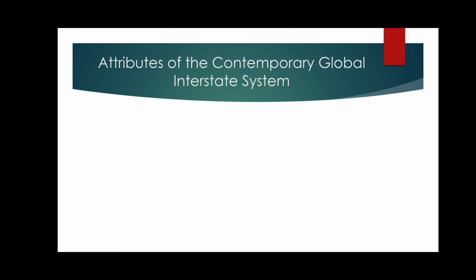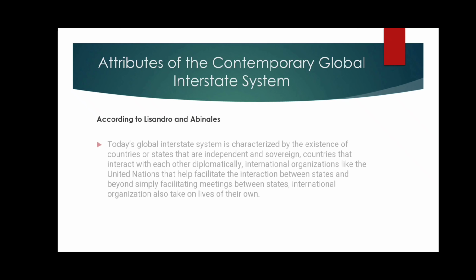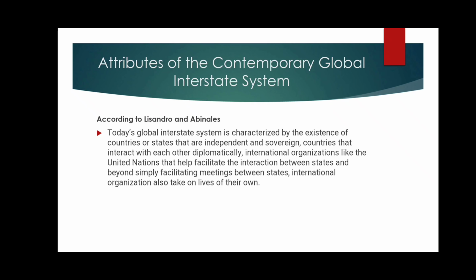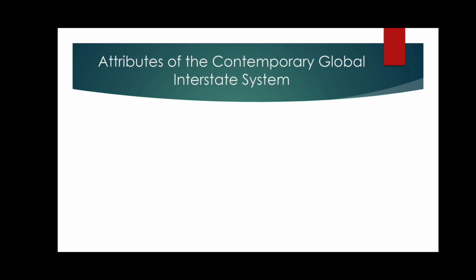The attributes of the contemporary global interstate system. According to Lisandro and Abinales, today's global interstate system is characterized by the existence of countries or states that are independent and sovereign, countries that interact with each other diplomatically, and international organizations like the United Nations that help facilitate the interaction between states. Beyond simply facilitating meetings between states, international organizations also take on lives of their own.